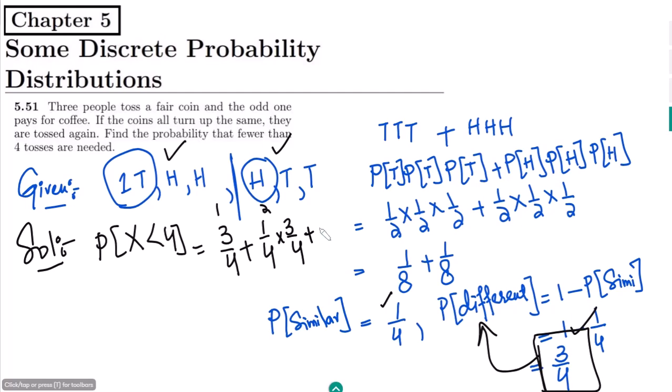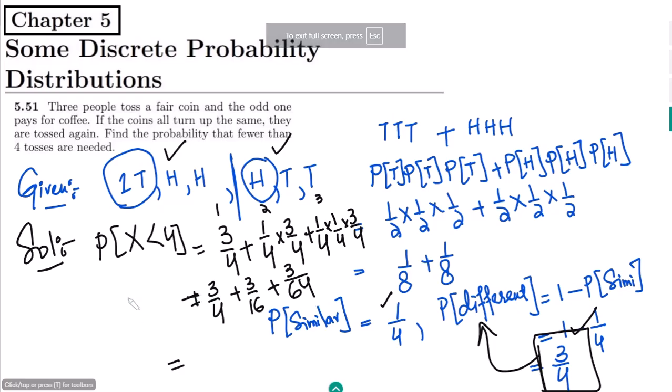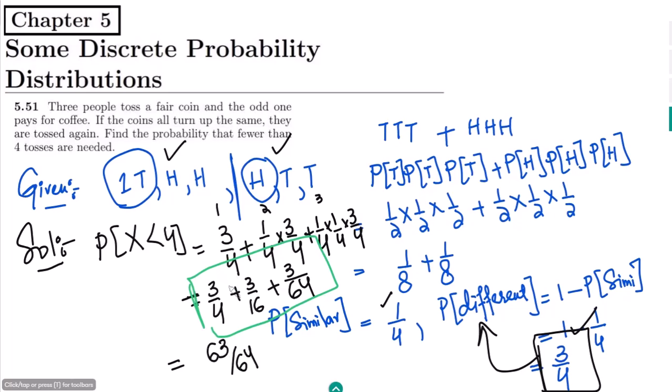In the third trial we can also get something. There is also a possibility that in the first two trials we will get the similar ones, which are 1 by 4 multiplied by 1 by 4, and in the last one we will get 3 by 4. This is also a probability. So these situations can also occur here. Now writing them here, it will be 3 by 4 plus 3 by 16 plus 3 by 64. Adding them all together, the answer would be 63 by 64.